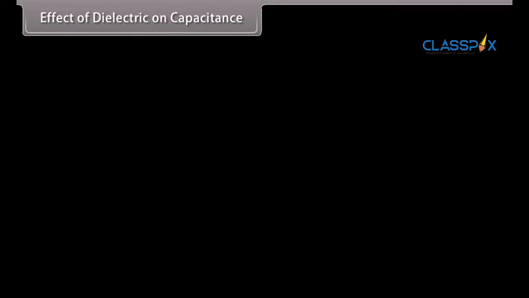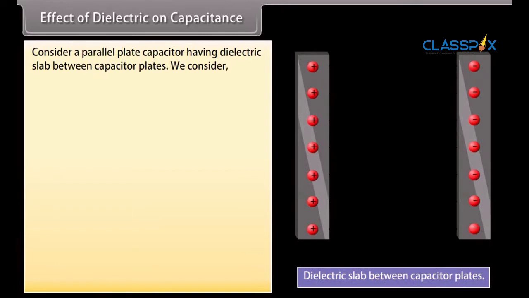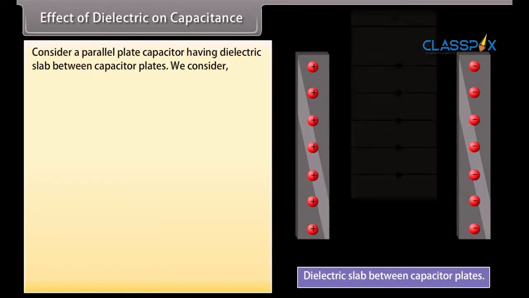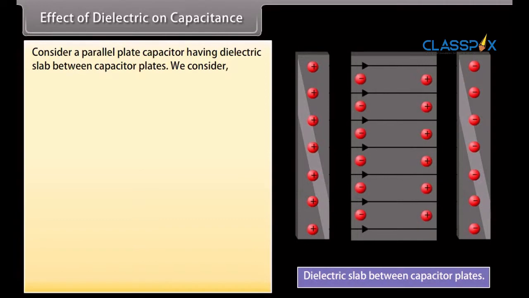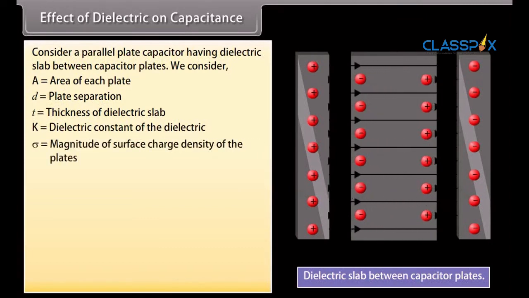Effect of dielectric on capacitance. Consider a parallel plate capacitor having a dielectric slab between the capacitor plates. We consider A is equal to the area of each plate, d is equal to the plate separation, t is equal to the thickness of the dielectric slab, K is equal to the dielectric constant of the dielectric, sigma is equal to the magnitude of surface charge density of the plates.